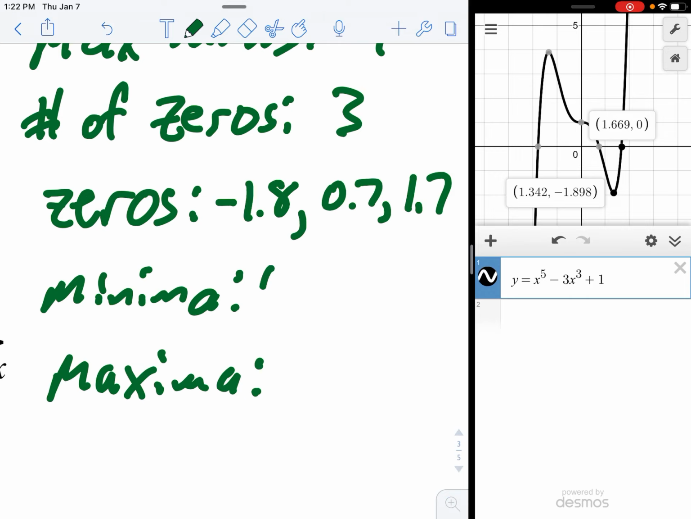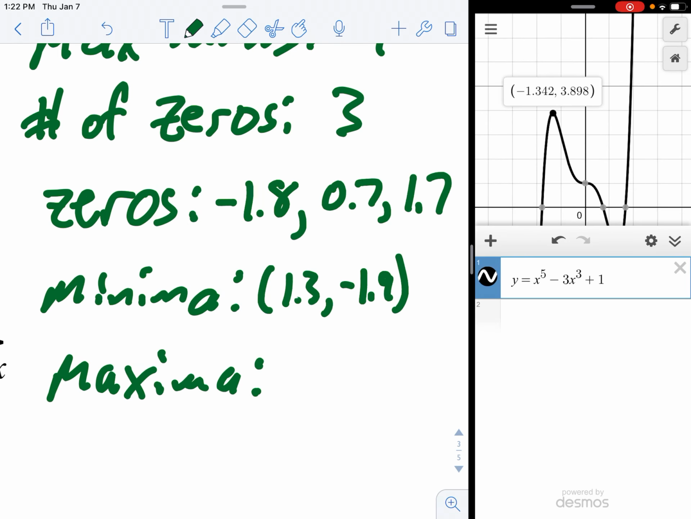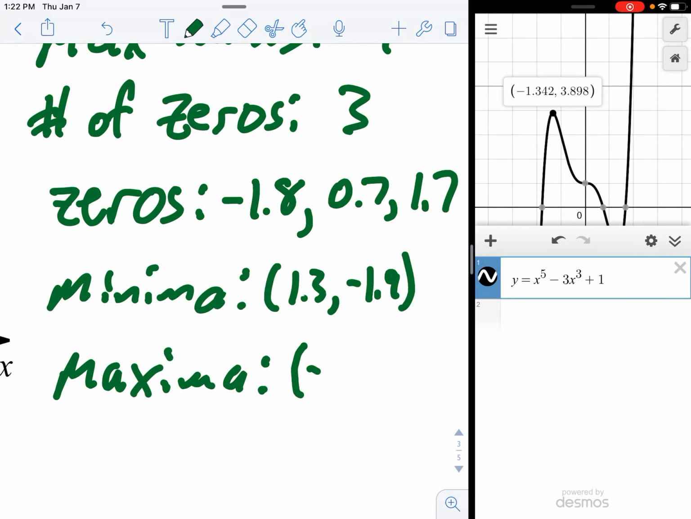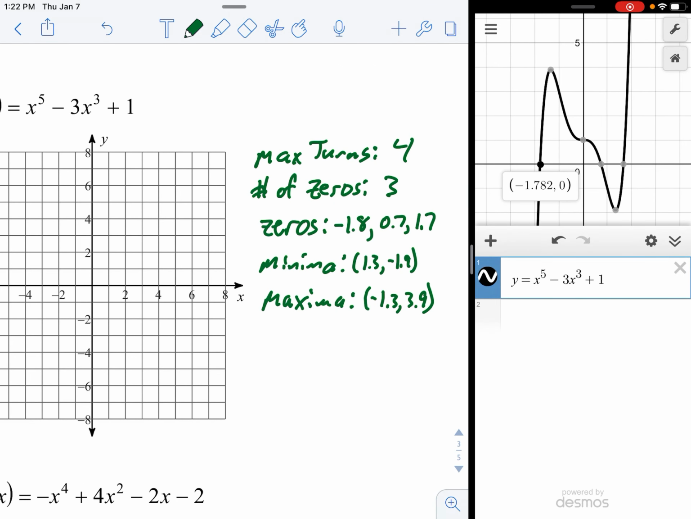Minimum, there is a minimum value. It's 1.3 comma negative 1.9. And the maximum is right up there. Got a little clumsy with the screen. Negative 1.3 and 3.9. And now we need to try to sketch this son of a gun. So put a dot here, put a dot here, put a dot right about there. A maximum, somewhere around here. We got the y-intercept right there.